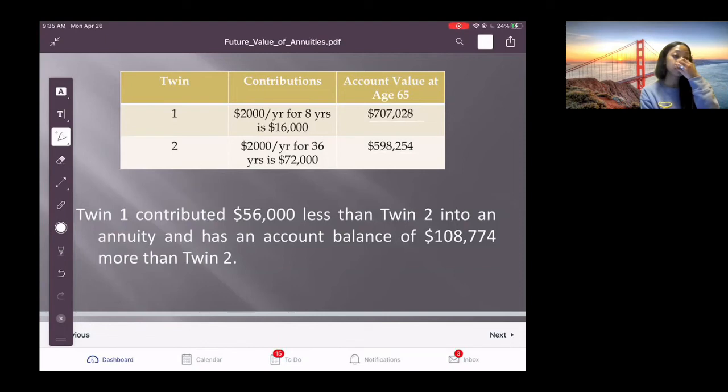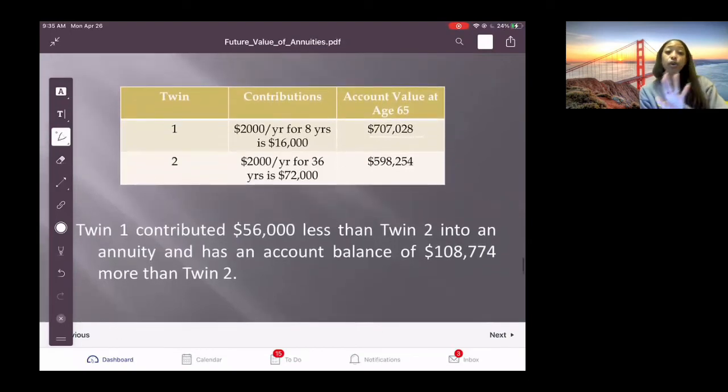So if it's possible for you, like if it's your first job, you may be thinking, oh, I have a very long time before I retire. I don't need to put this money into a retirement account. If you're able to do it, do it. Definitely start investing early. This is sometimes surprising to people because clearly the second twin put in way more money, but ends up with less money at the end. And that's because when it comes to annuities or compound interest in general, the longer the money is earning interest, or the earlier you start making the investments, the better.